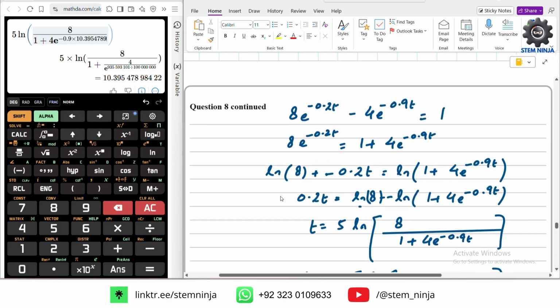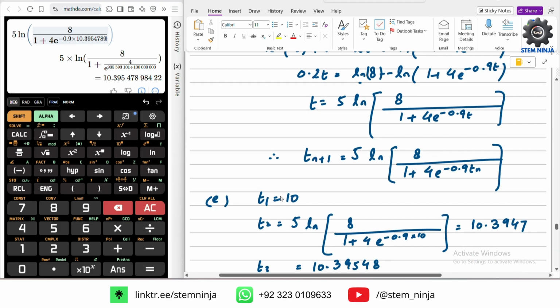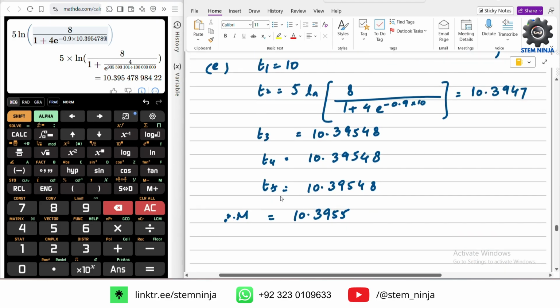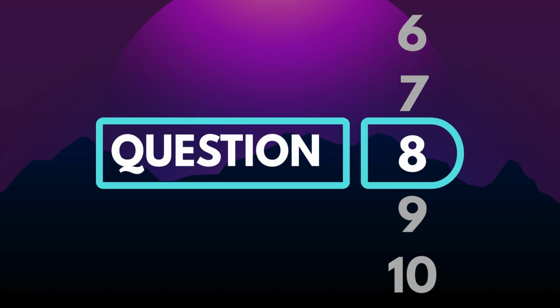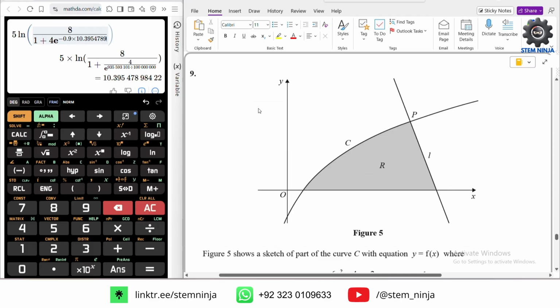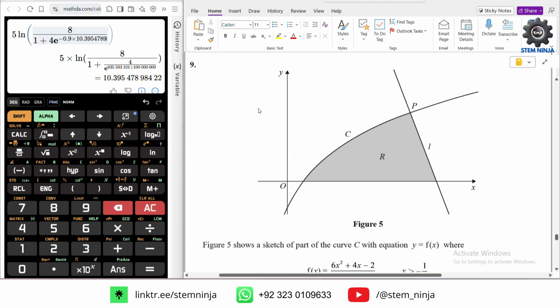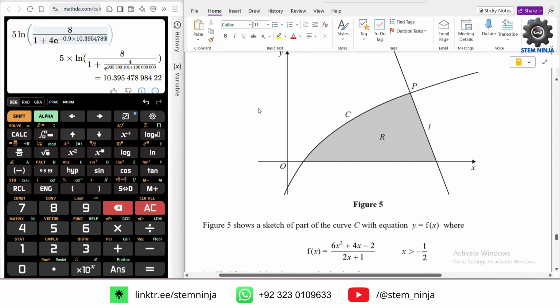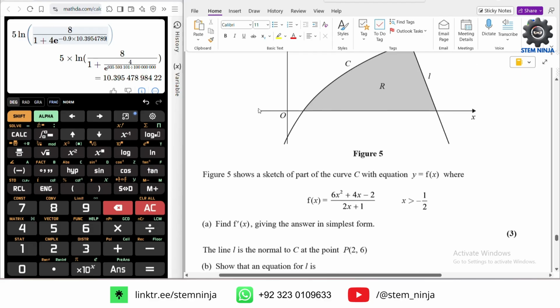Okay, so that's it for this question. Let's move on to the final and the 9th question. Question number 9. Figure 5 shows a sketch of the part of the curve C with equation y equals f of x, where f of x is 6x squared plus 4x minus 2 divided by 2x plus 1. Find f prime of x, giving your answer in simplest form.